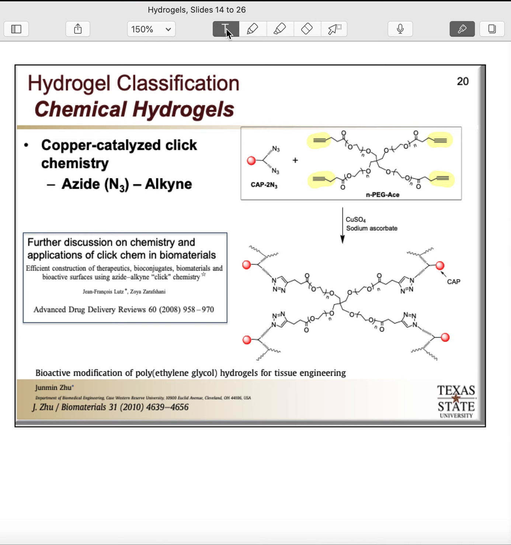This is copper 2 plus, and in the presence of sodium ascorbate, it is reduced to copper 1 plus, which is what we need in order to catalyze that reaction to be able to form the triazole bonds. And so by utilizing this kind of simpler system, they were able to create a cross-linked hydrogel system that included not just polyethylene glycol to make it hydrophilic, but also cell adhesion peptides to enable the integration of cells into this system.